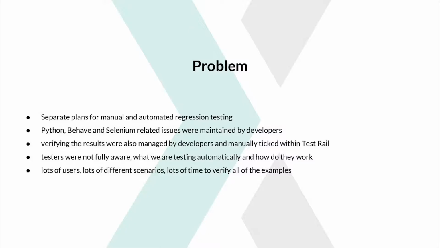And all of the issues related to Python, Behave, or Selenium were also maintained by developers. This was causing some problems because testers were not fully aware what we are testing exactly and how the automated tests are working. Furthermore, we have quite sophisticated applications, with lots of different users and workflows, so it was hard for testers to manually verify all of the examples. So we've come up with a solution.